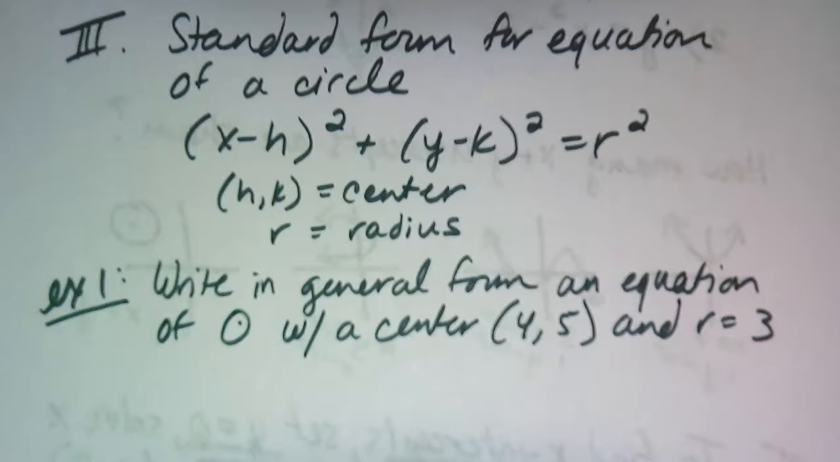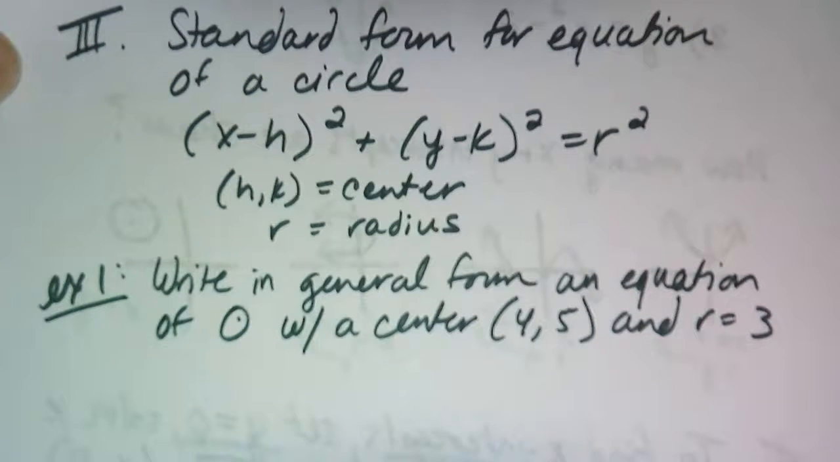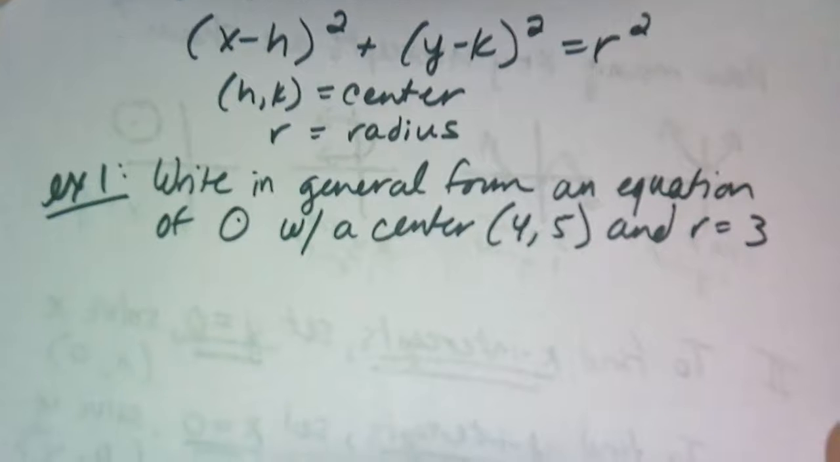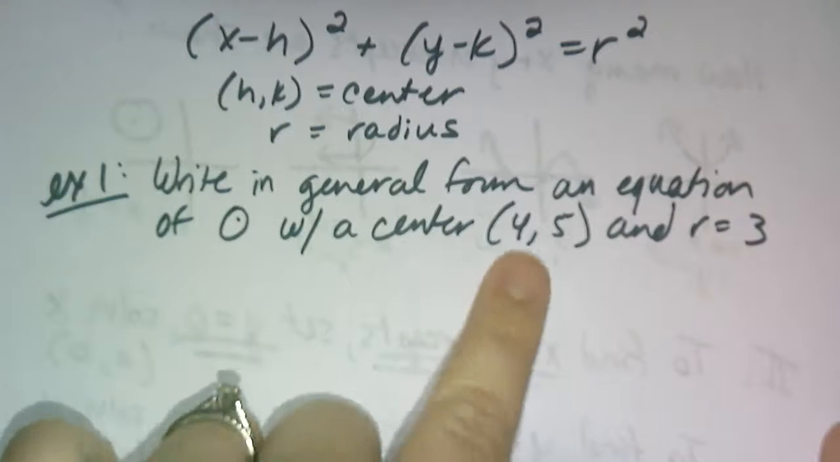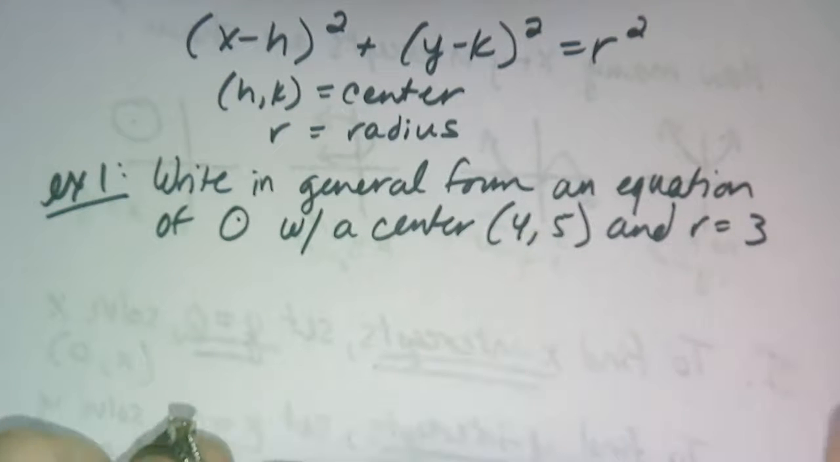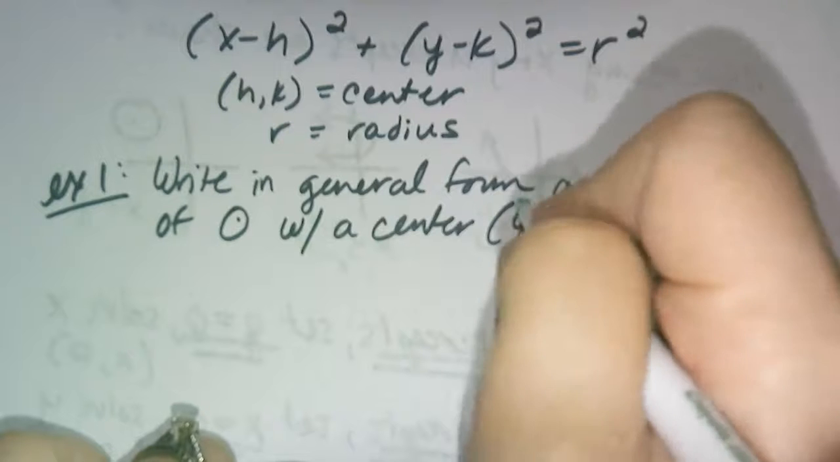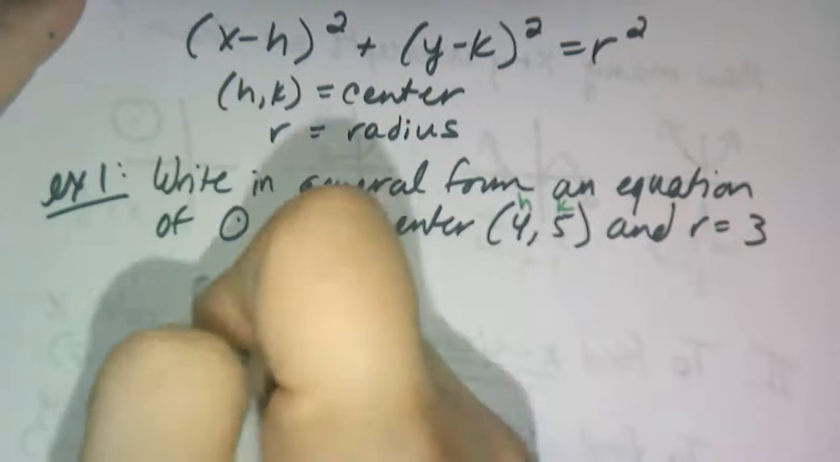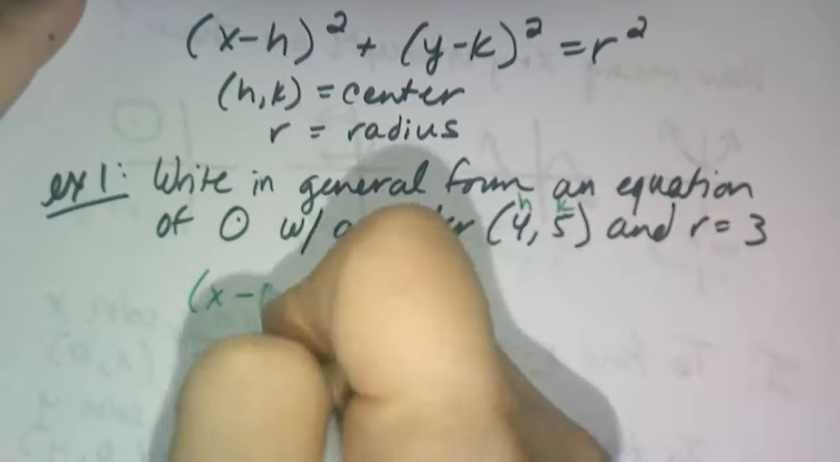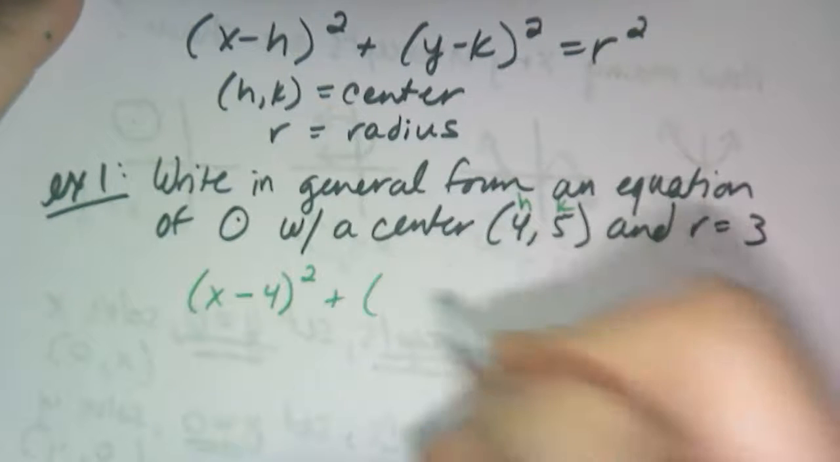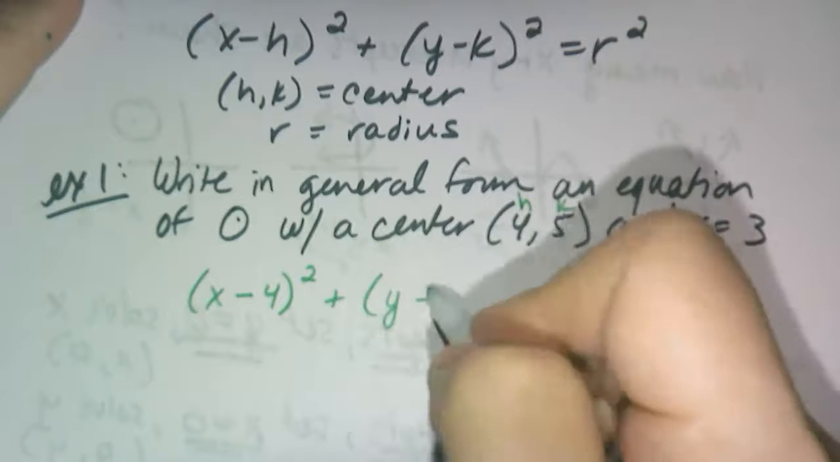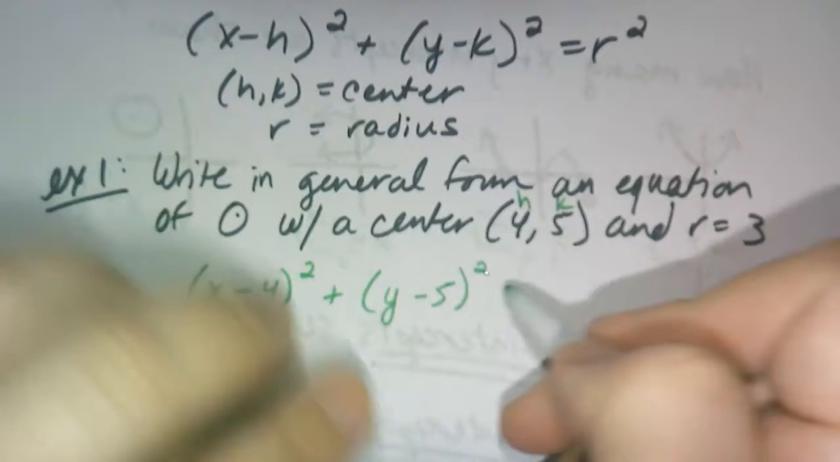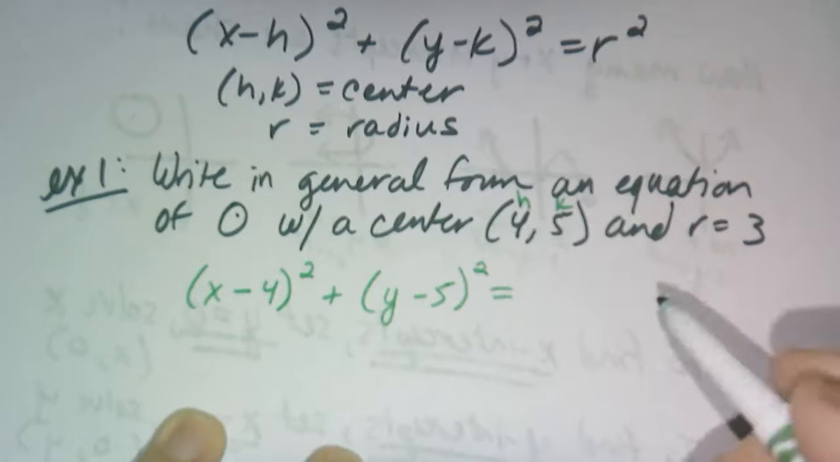So for all of these equations for circles, you always start in the standard form. It just is the best way to start. Looking at this formula right here, which one's my h and which one's my k? You plug them in right there and right there. You leave the formula just like it is. x minus 4 squared plus y minus 5 squared equals 9, which is 3 squared.